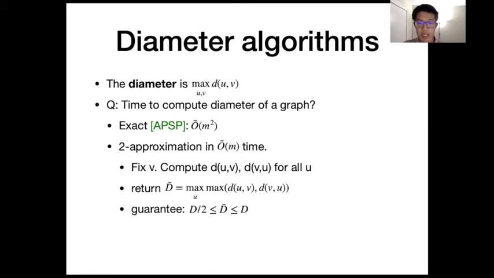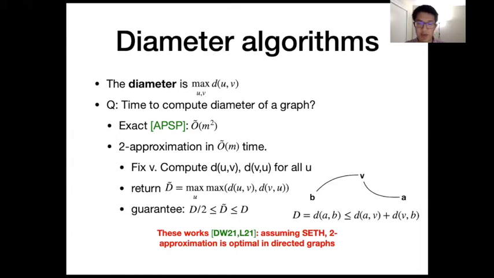And we're guaranteed that this distance is always between half the diameter and the diameter. The proof is short. See this: if the diameter is d, that means there are two vertices a and b at distance d. And by the triangle inequality, that means that either the distance from a to v or the distance from b to v is at least d over 2.